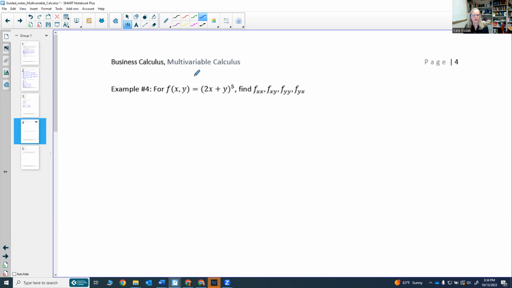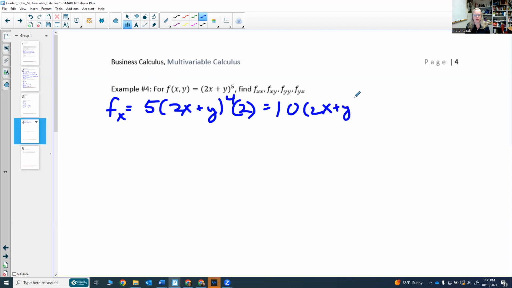Another example, example 4, is f of x, y is equal to 2x plus y all to the 5th power. We want to find all the partial derivatives. So again, first find the partial derivative of f with respect to x and with respect to y. So the partial derivative of f with respect to x, using the chain rule, is going to be 5 times 2x plus y to the 4th times the derivative of the inside, which is 2. So it's going to be 10 times 2x plus y to the 4th.